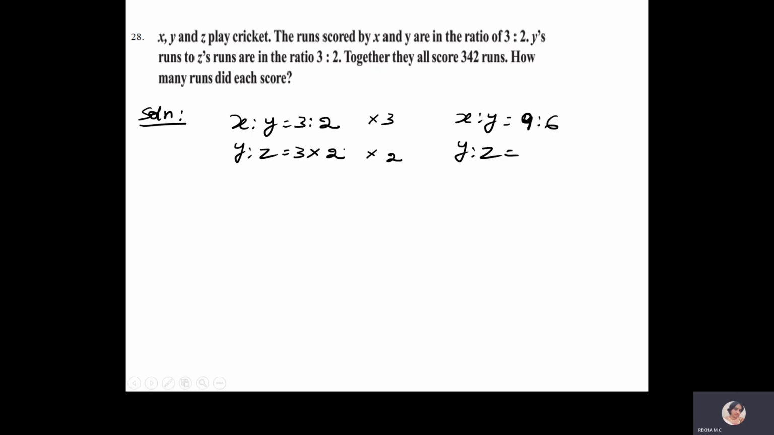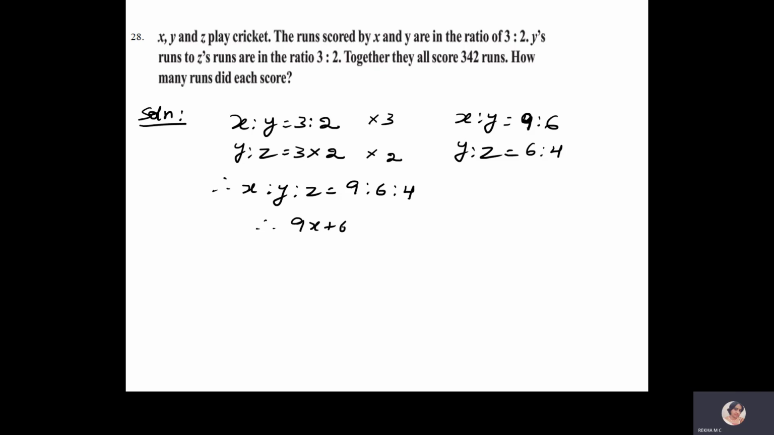Solution: X is to Y is equal to 3 is to 2. Y is to Z is equal to 3 is to 2. So this I can multiply by 3, this I can multiply by 2. So X is to Y is equal to 9 is to 6, and Y is to Z is equal to 3 into 2, 6 is to 4. Therefore, X is to Y is to Z is equal to 9 is to 6 is to 4.